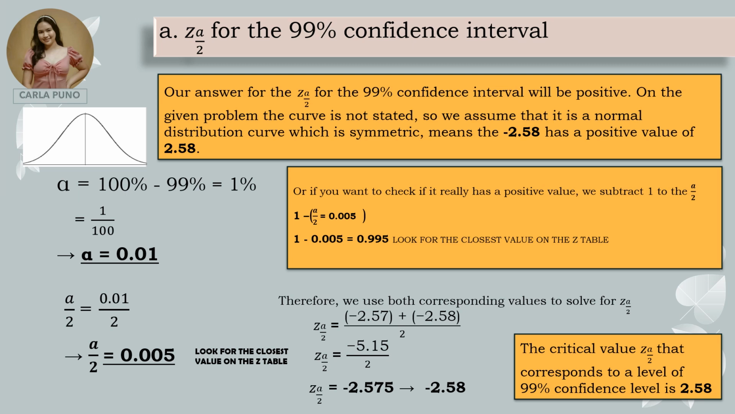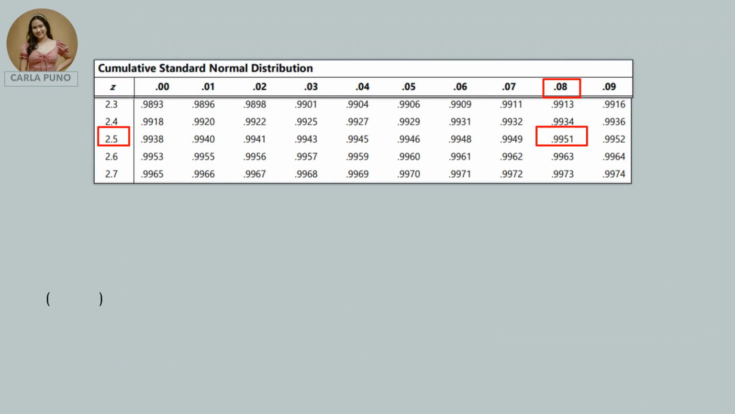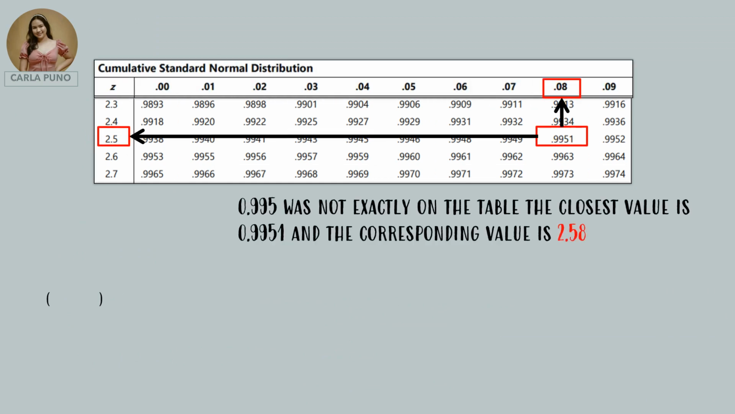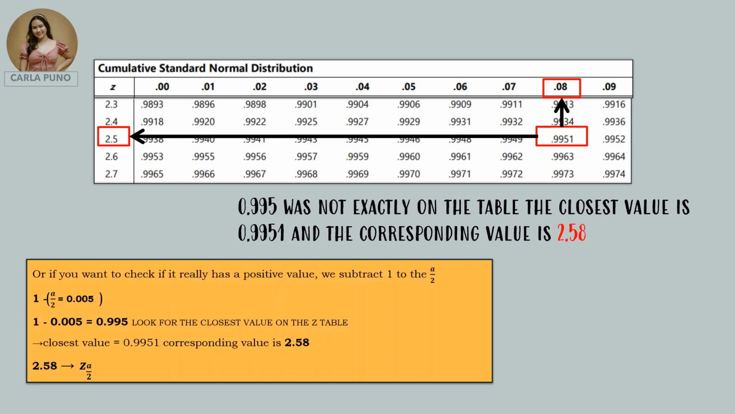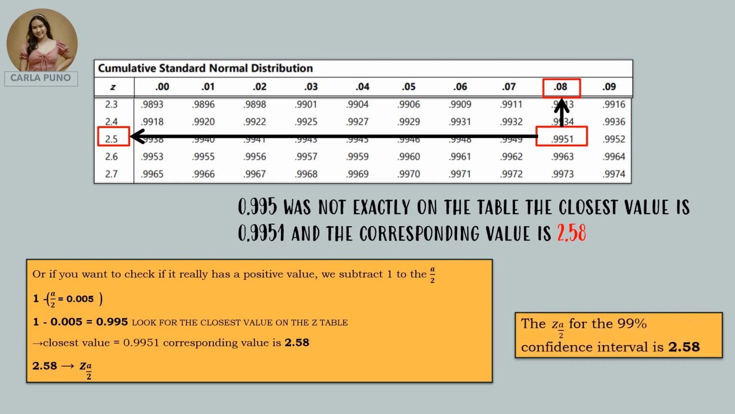And now we look for the closest value on the z-table. 0.995 was not exactly on the table, but the closest value is 0.9951, and the corresponding value is 2.58. Therefore, the 2.58 will be our Z sub alpha divided by 2 for our 99% confidence interval. Therefore, our answer is positive 2.58.